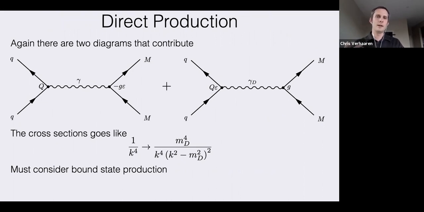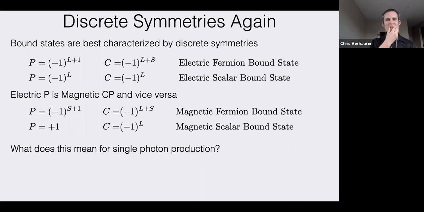So let me skip to direct production, which is the last thing I'll talk about. Again, in direct production, we're going to need to care about both the visible photon and dark photon parts of the production mode. And that's going to give us the same type of suppression of the coupling at high energies. So we have to really think about bound state production. And when we're thinking about bound states, we get a lot of mileage out of using discrete symmetries to characterize the bound states.